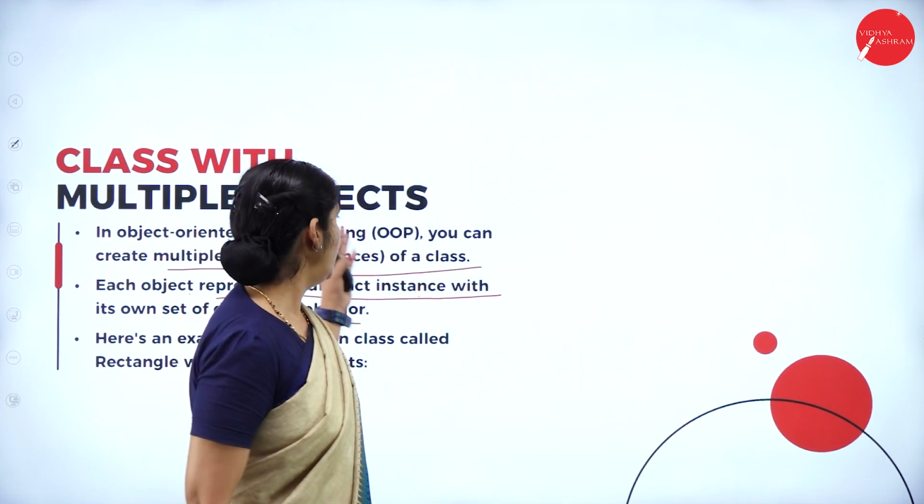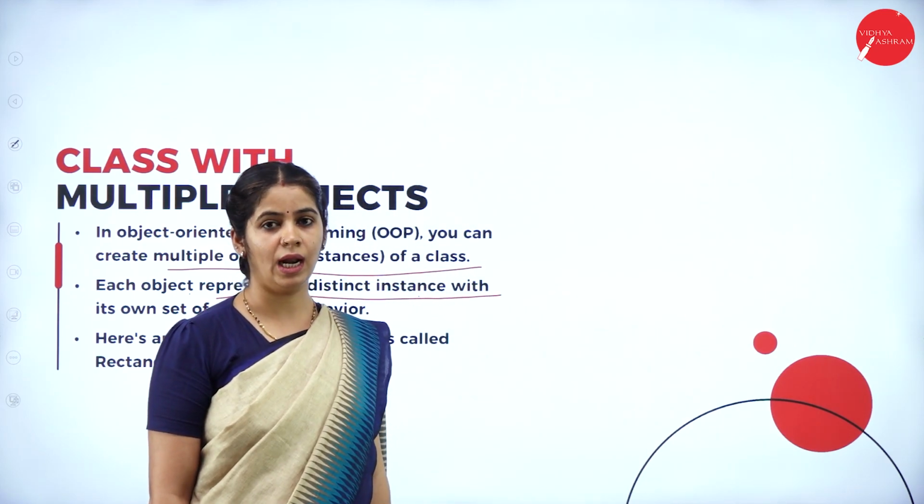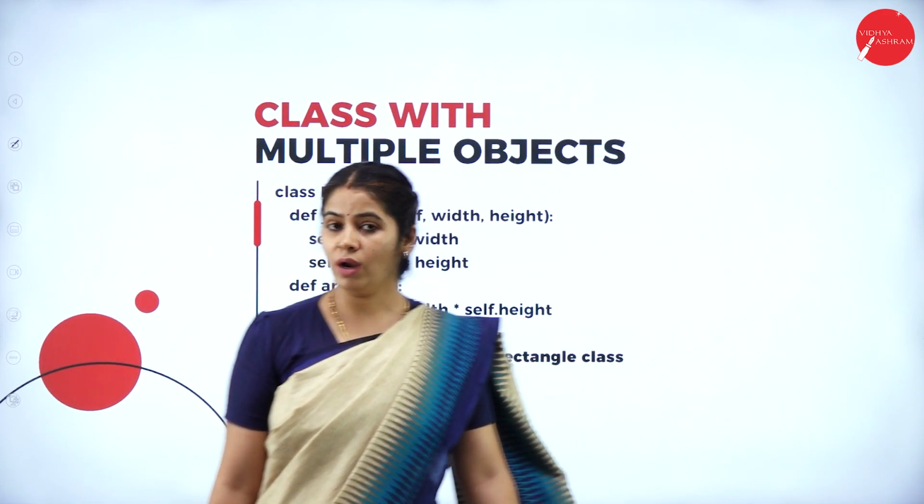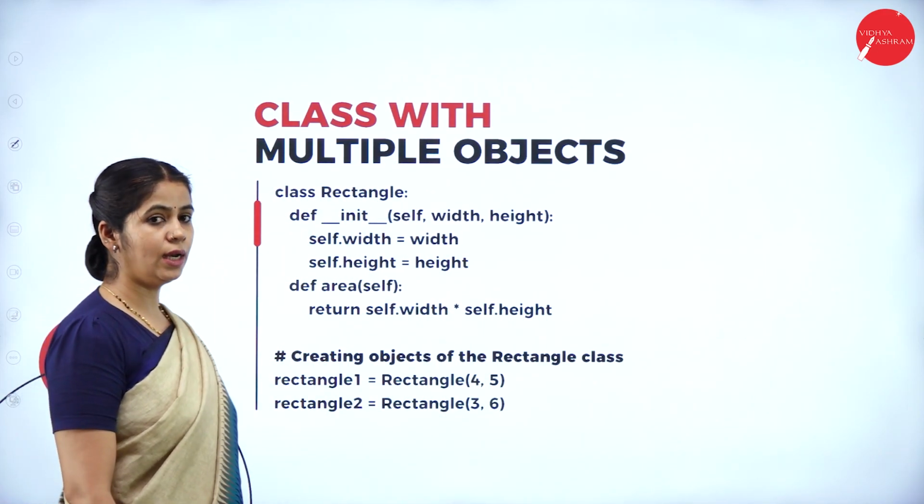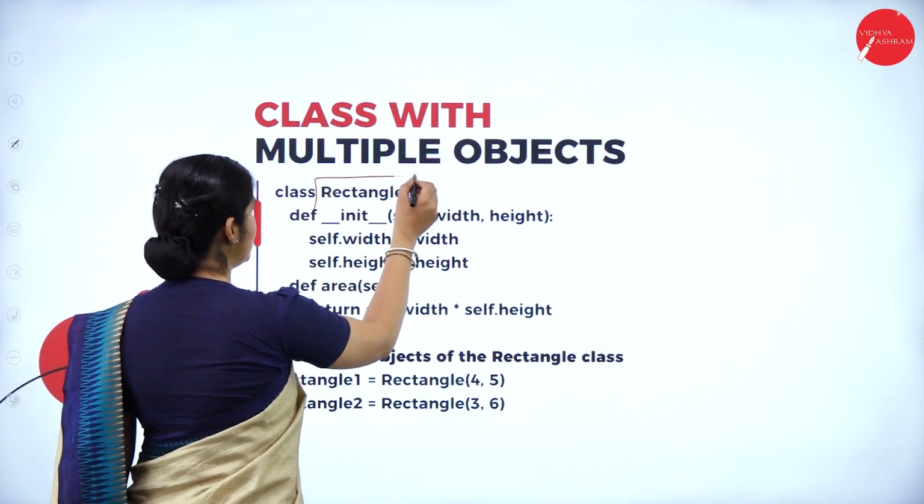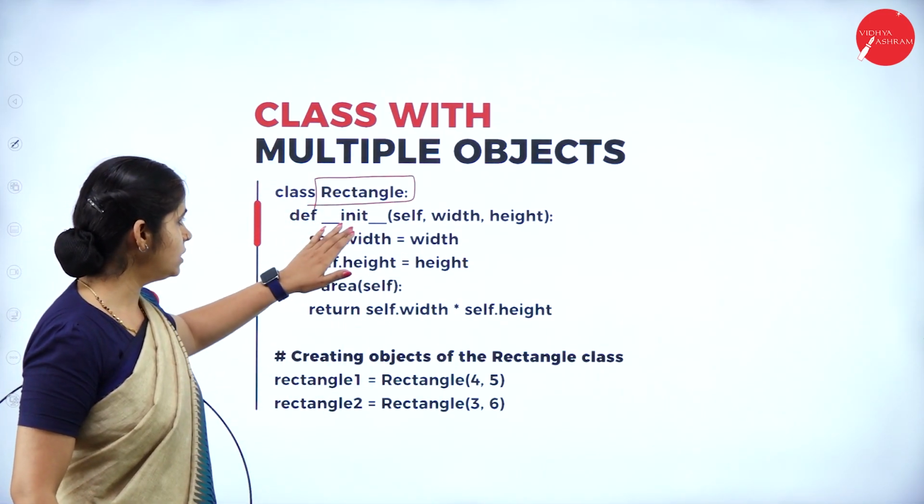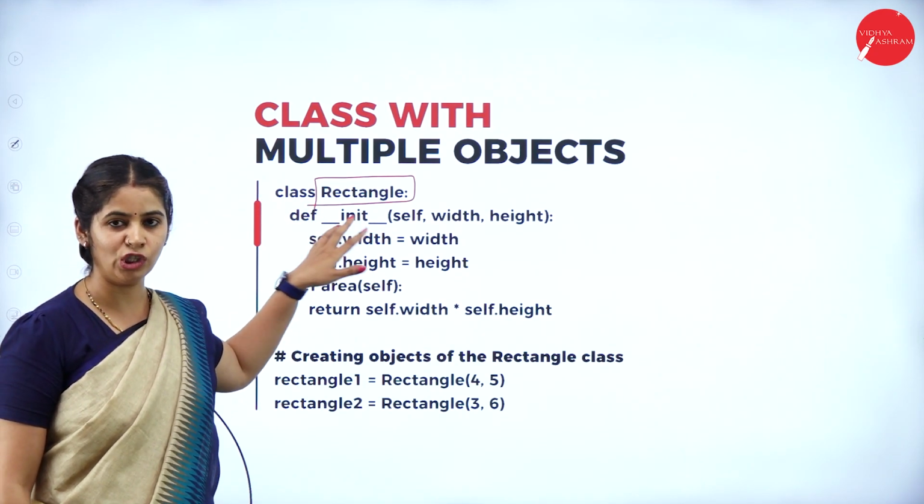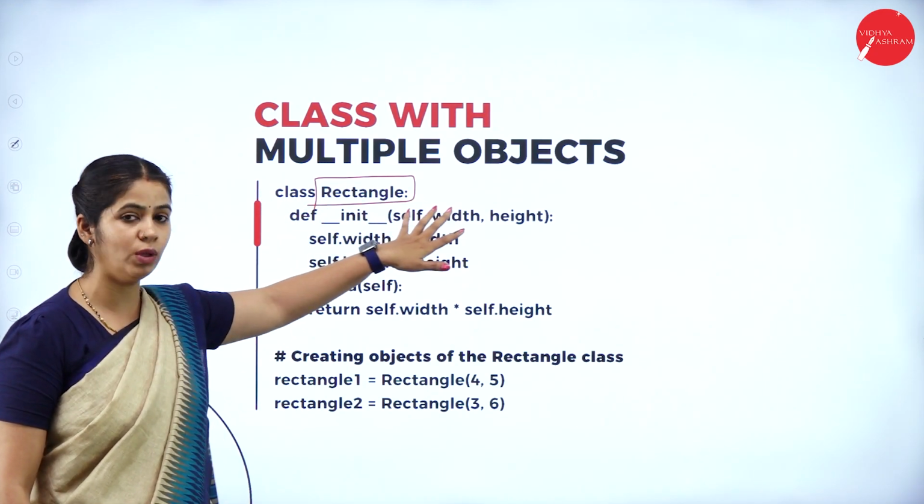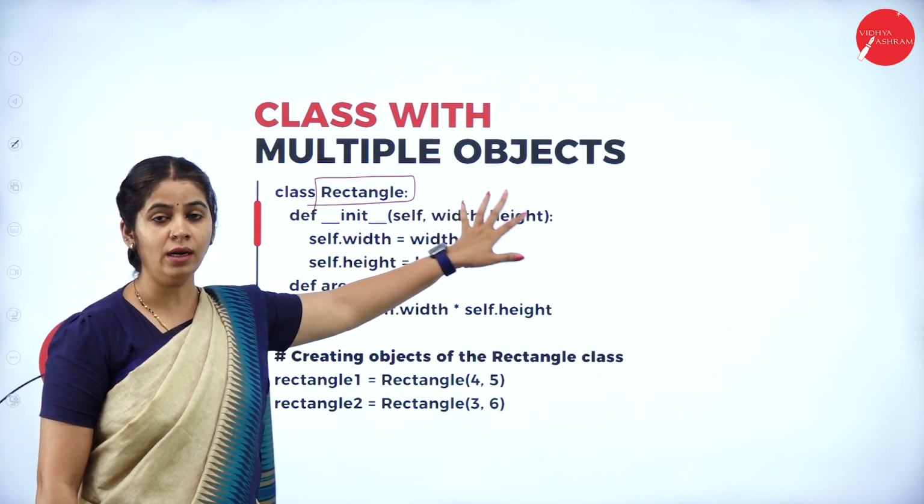Understand this, creating more than one object for the class, with an example. What we are doing here is creating one class called Rectangle. What is the class name? Class name is Rectangle. As we have already discussed, the init function is a constructor which is called with the default parameter and two parameters.